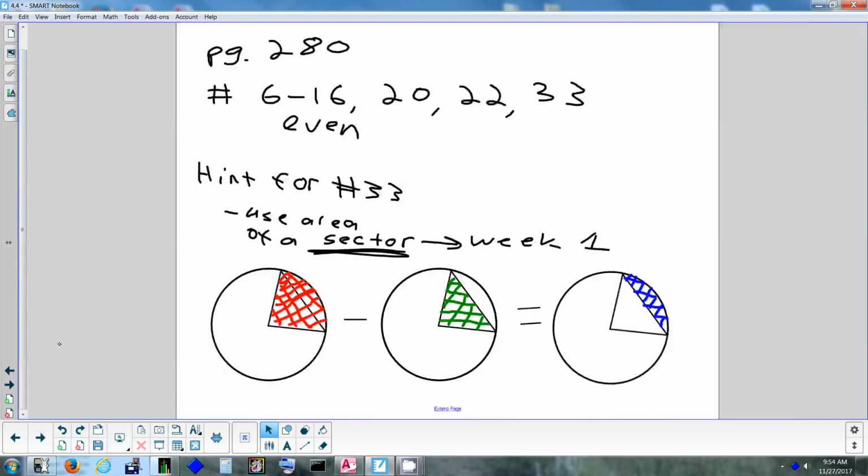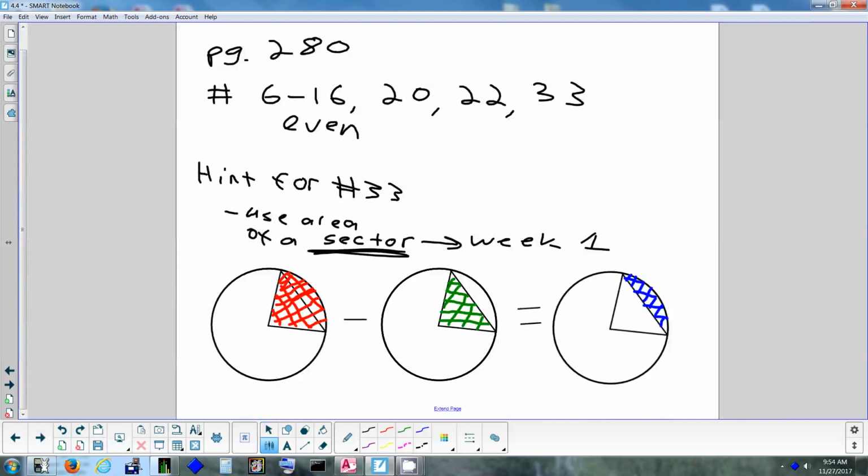All right, so homework tonight, it's just on area of a triangle. There's no trig identities. We're going to save that for Tuesday, Wednesday, Thursday. So on page 280, 6 to 16 even, 20, 22, and 33.